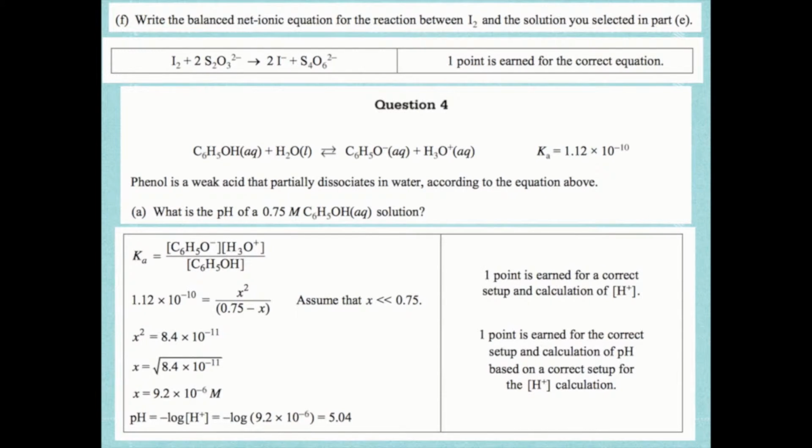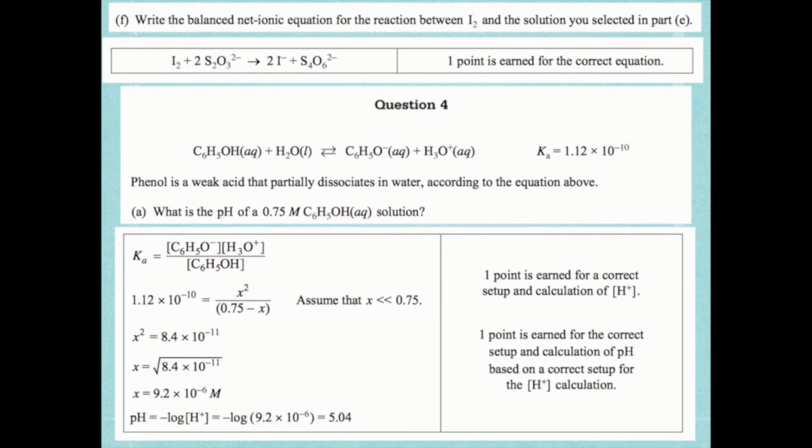your Ka, when you do this, we know it. Your concentration of C2H5O minus is going to be X. Hydronium is going to be X as well. Your concentration of phenol is going to be 0.75 minus X. We're going to assume that X is much smaller than 0.75 because your Ka is so small.